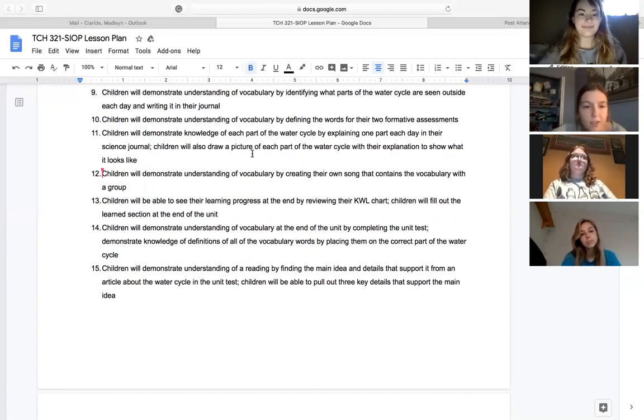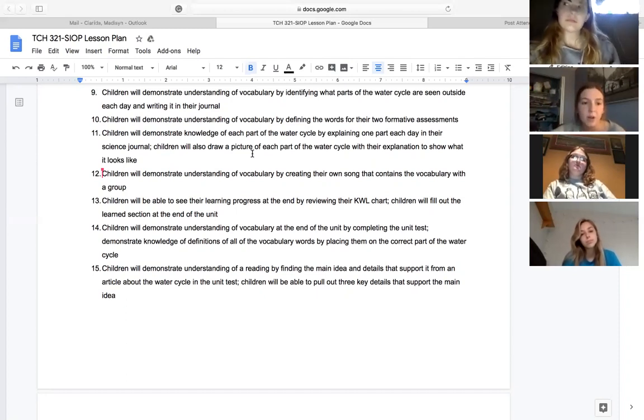11, children will demonstrate knowledge of each part of the water cycle by explaining one part each day in their science journal. And children will also draw a picture of each part of the water cycle with their explanation to show what it looks like. So even if their description is not accurate, they're still able to draw it to show what they meant to say.